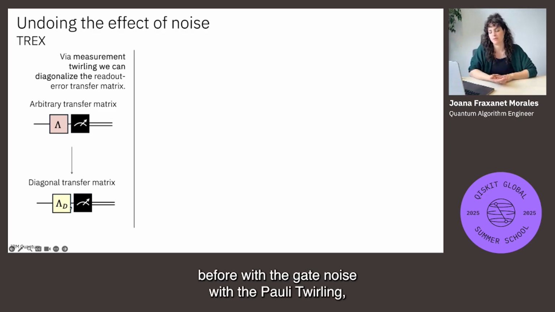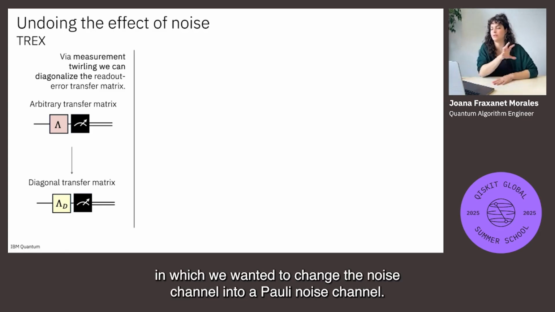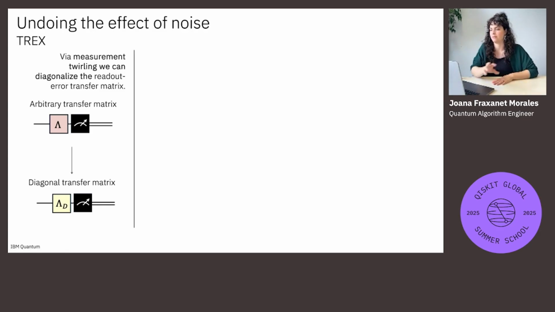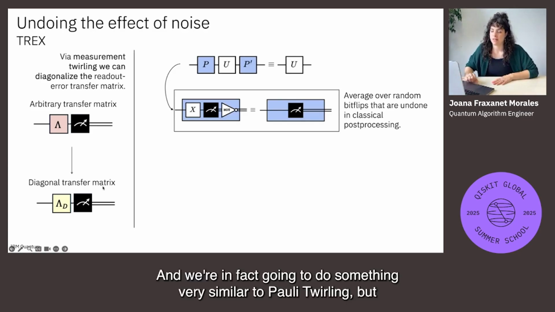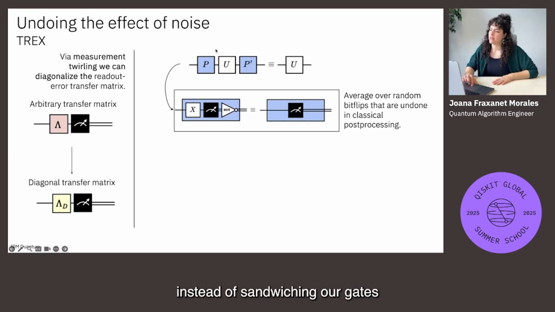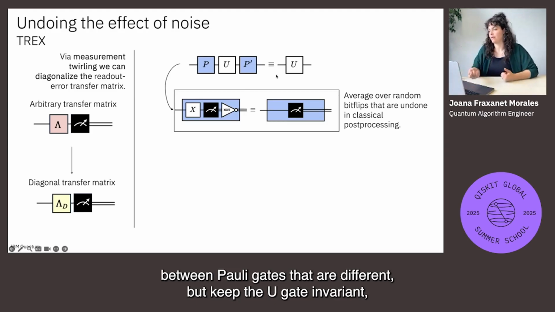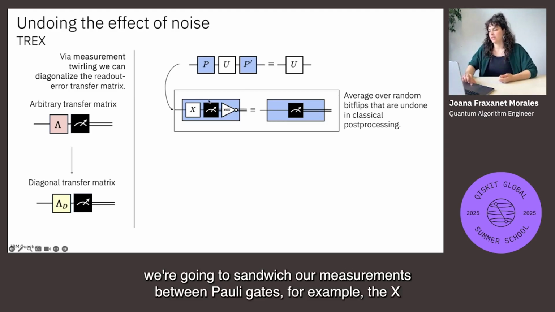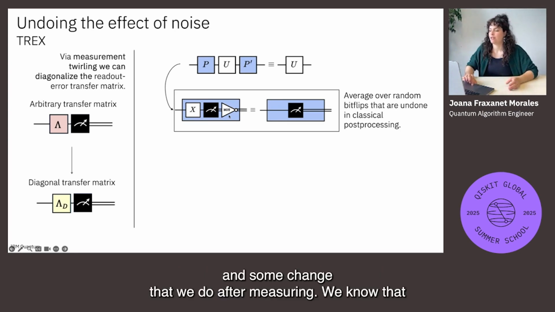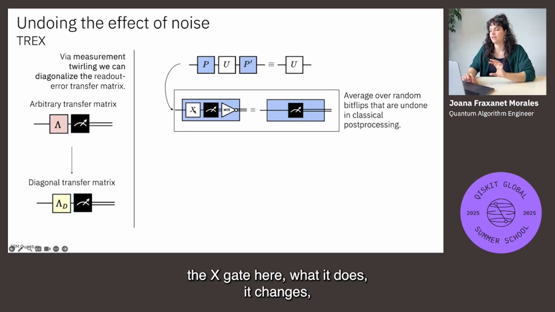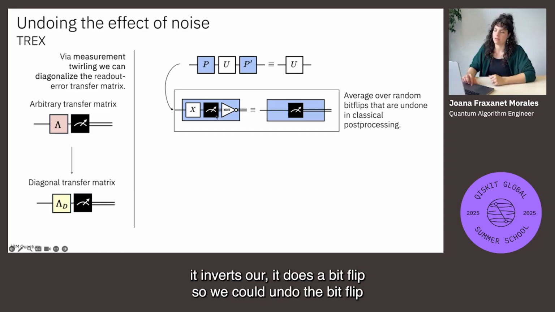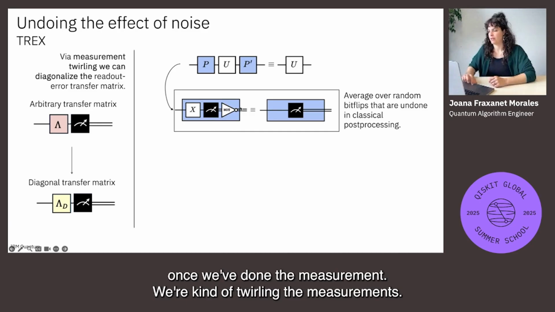It's similar to what we had before with the gate noise, with the Pauli twirling, in which we wanted to change a noise channel to a Pauli noise channel. And we're in fact going to do something very similar to the Pauli twirling. Instead of sandwiching our gates between Pauli gates that are different but keep the gate invariant, we're going to sandwich our measurements between Pauli gates, for example, the X, and some change that we do after measuring. We know that the X gate does a bit flip. So we could undo the bit flip once we've done the measurement. We're kind of twirling the measurements.